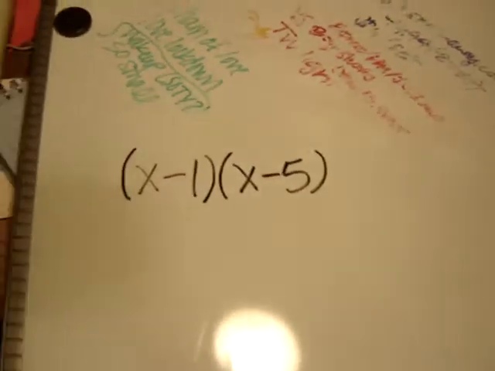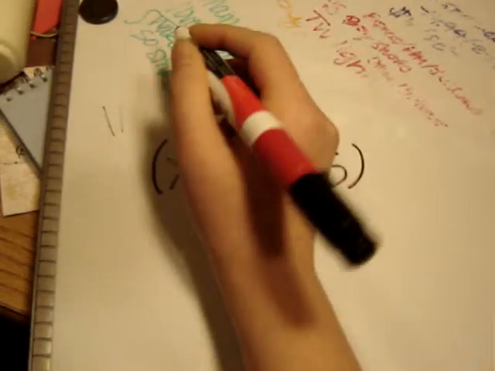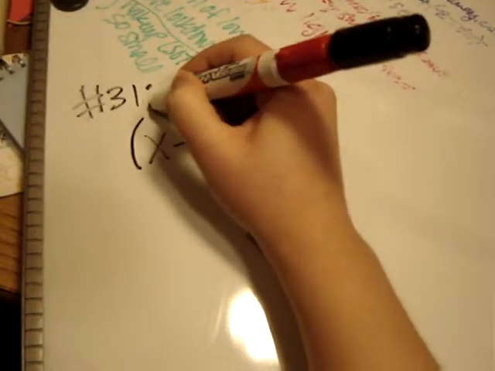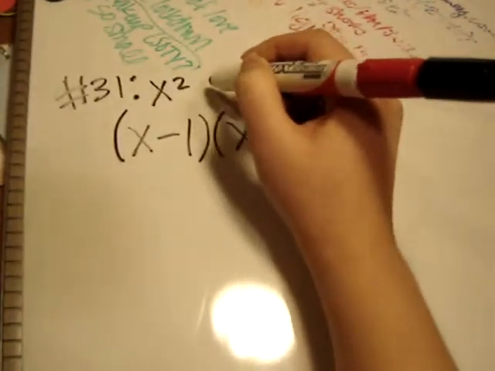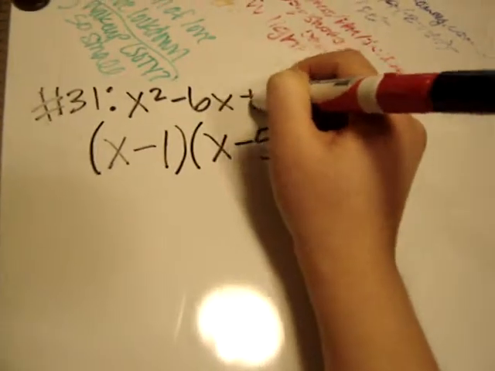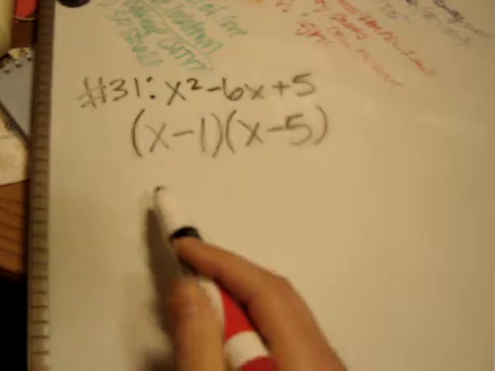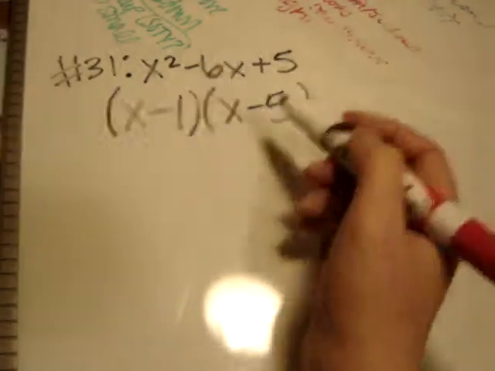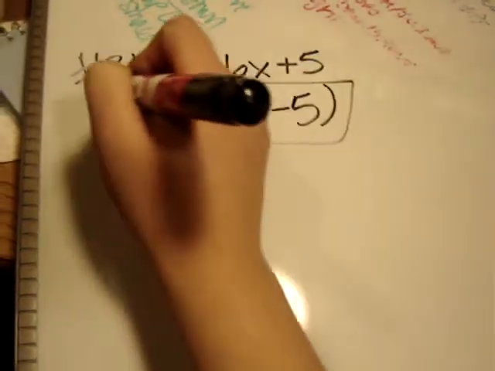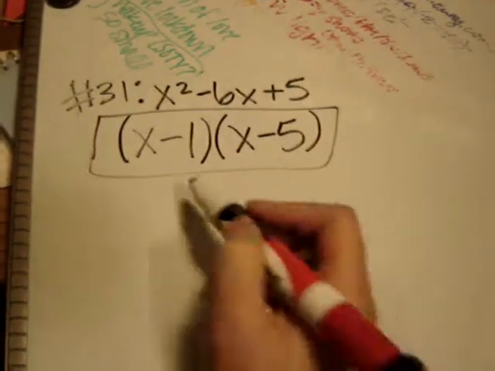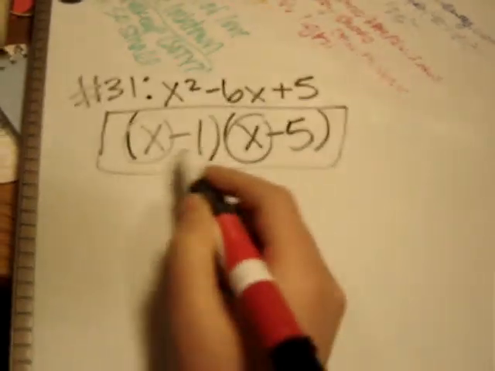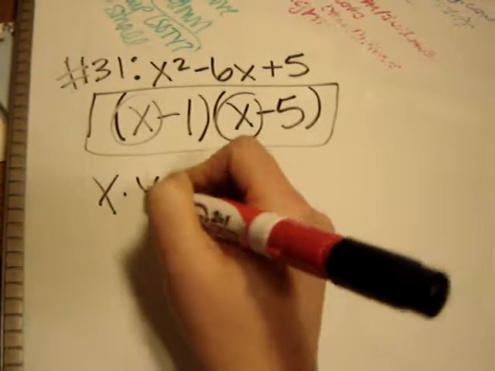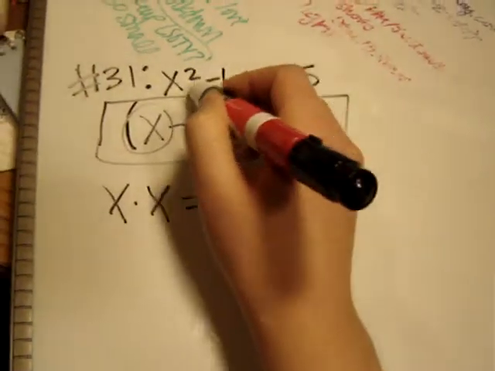For example, number 31, you want help on that. It was x squared minus 6x plus 5. Okay, when you factor it, you get x minus 1 times x minus 5. And if you work backwards, how would you multiply that? First, you look at these two numbers, and it's x. So when you're multiplying it, what's x times x? Equals x squared, which is that first number right there.